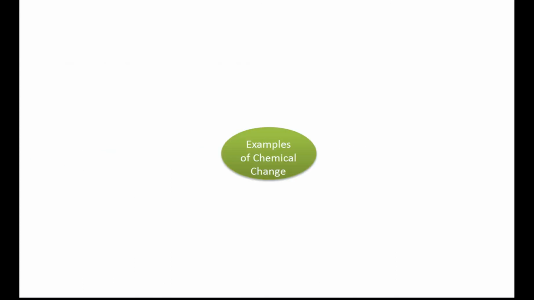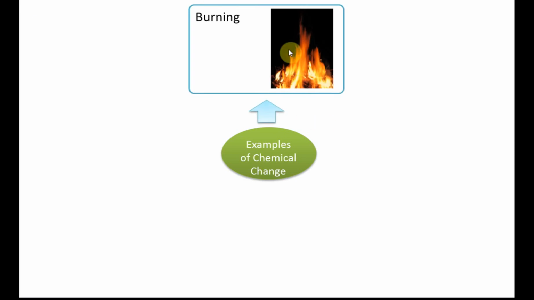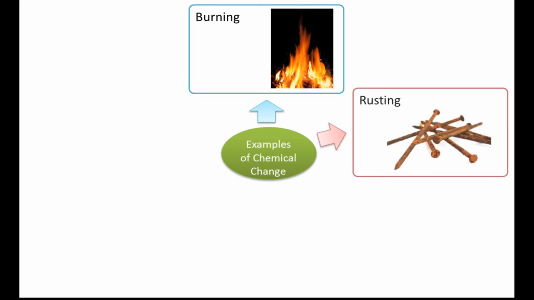And examples of chemical change: burning. Let's say we have petrol. We burn the petrol, it becomes carbon dioxide and water, and it's very hard for us to change the carbon dioxide and water back into petrol. Before the reaction it is petrol, after the reaction it becomes carbon dioxide and water, which means chemically they are different before and after. So burning is a chemical change.